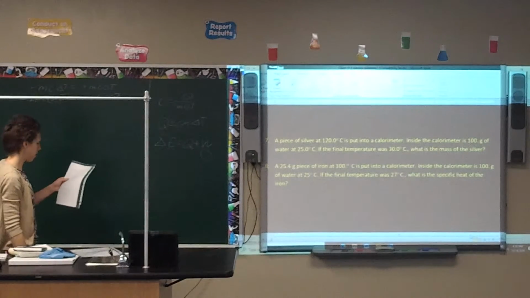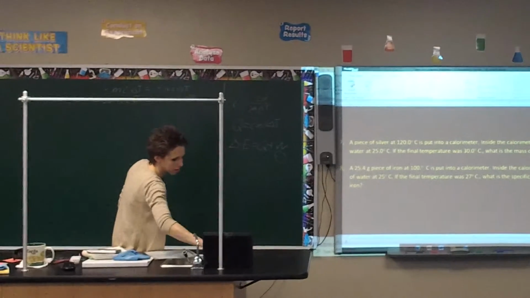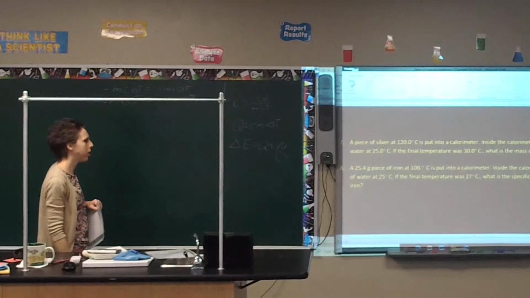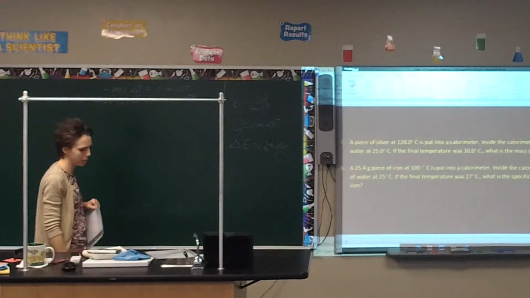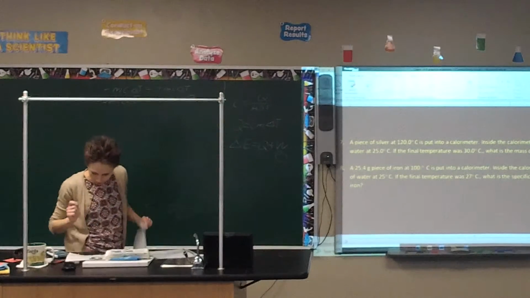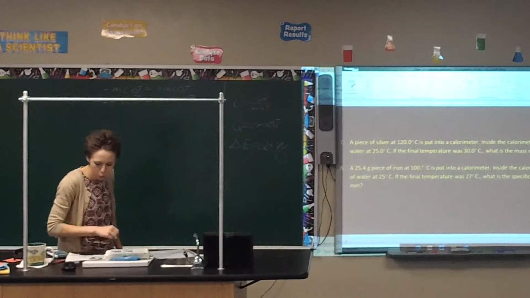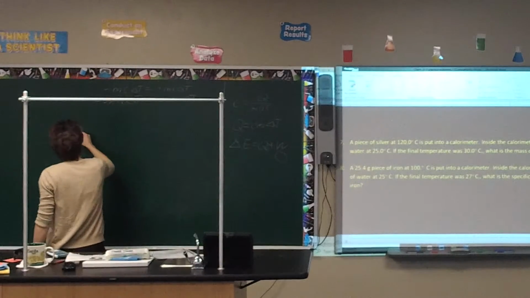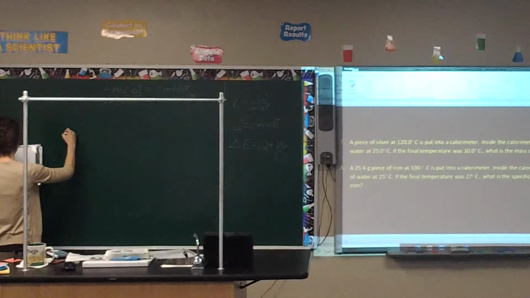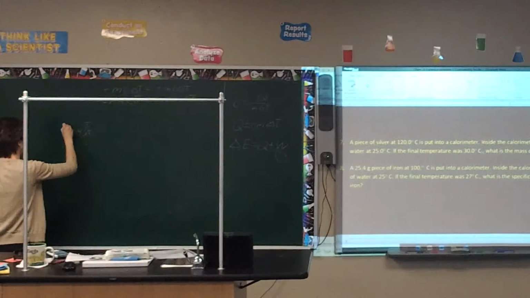Alright, so let's go ahead and solve for this one. I'm going to slide over so that you can see me solve it as well. For this one, a piece of silver at 120 degrees Celsius is put into a calorimeter. Now, you might think, well, Ms. Morris, you didn't give us the specific heat of silver. That's because your textbook tells you. So if you flip back to page 81, you'll notice the specific heat of silver is 0.24. So, specific heat of silver, 0.24 joules per gram degrees Celsius.